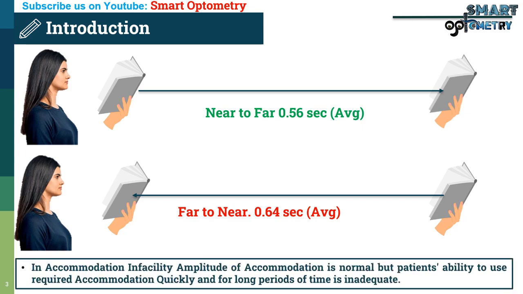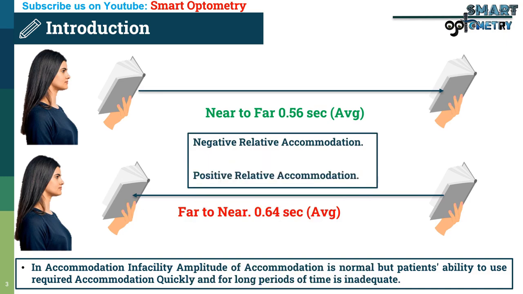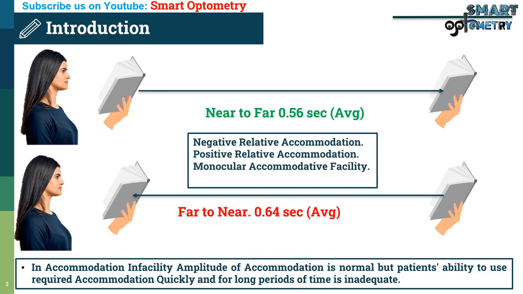In accommodative infacility, the amplitude of accommodation is normal, but the patient's ability to use the required amount of accommodation quickly and for long periods of time is inadequate. So, as an optometrist, if you check only the amplitude of accommodation, you may miss the diagnosis of accommodative infacility. The tests that can specifically diagnose accommodative infacility are negative relative accommodation, positive relative accommodation, monocular accommodative facility, and binocular accommodative facility.